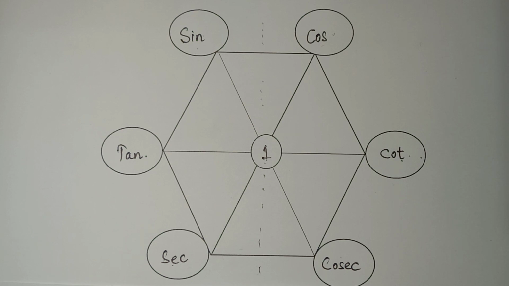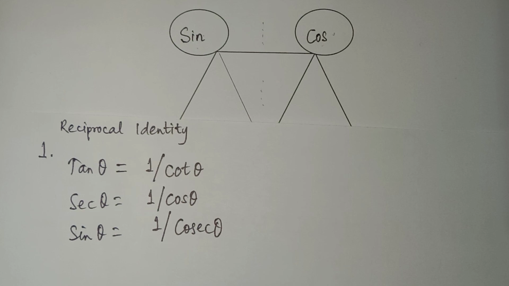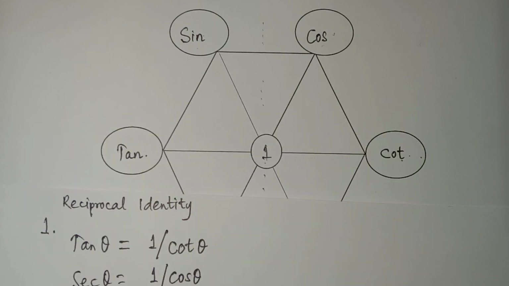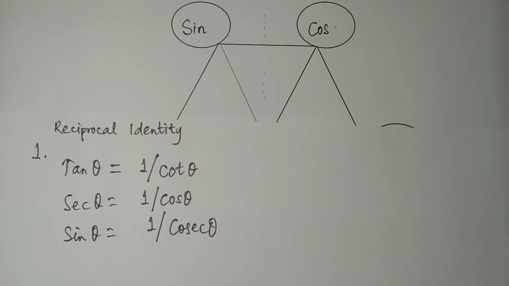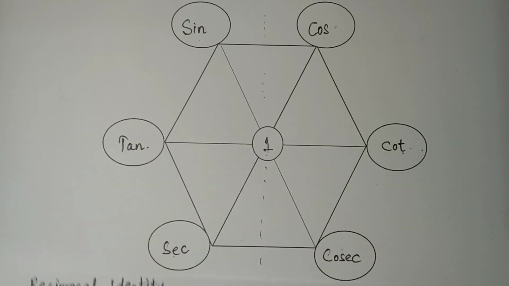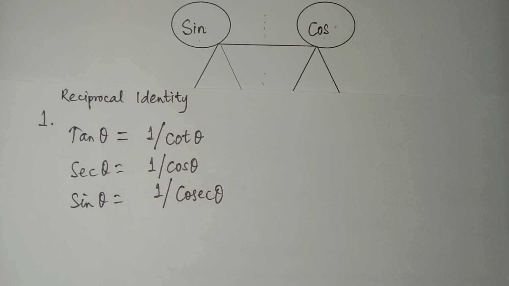So for reciprocal identity, we just check the trigonometric ratio on the opposite corner. Whatever is in the opposite corner will be your reciprocal ratio. Check: I have tan theta equal to 1 upon cot theta, sec theta equal to 1 upon cos theta, and sin theta equal to 1 upon cosec theta. I believe you understood now.